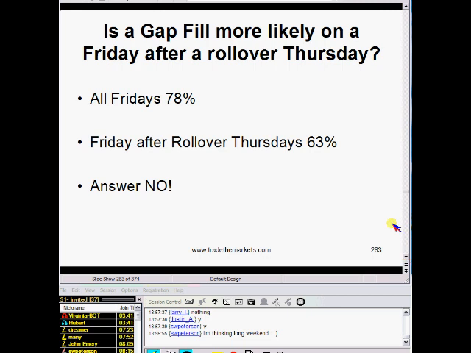Is a gap fill more likely on a Friday after a rollover Thursday? Look how much it drops. It drops from 78 to 63. No, pass.